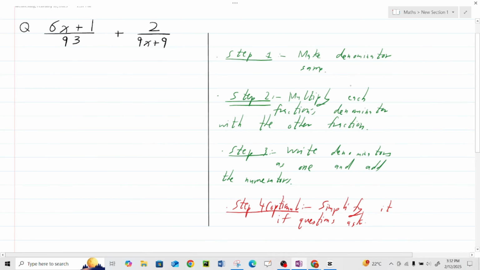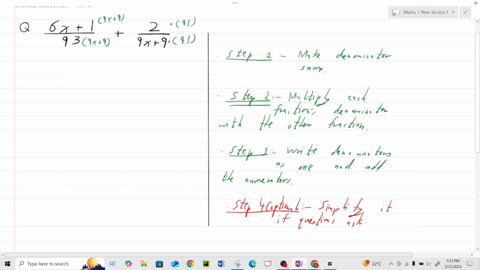Now let's look at another question. This is 6x plus 1 divided by 93, plus 2 over 9x plus 9. We have the steps in front of us, and we're going to do this step by step. Step 1, make the denominator the same. That means multiply each fraction's denominator with the other fraction. So multiply this entire fraction with 9x plus 9, and this one with 93.